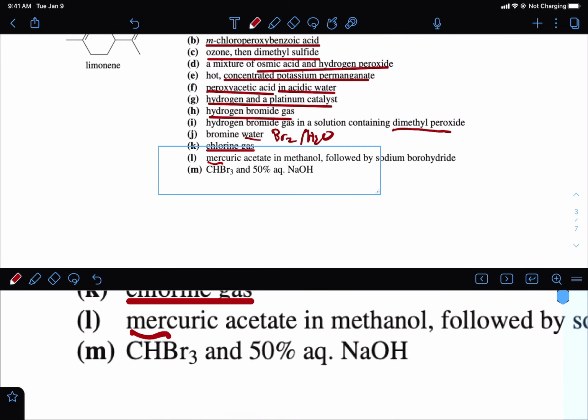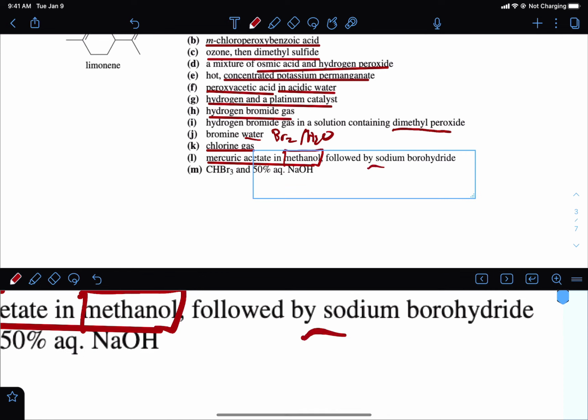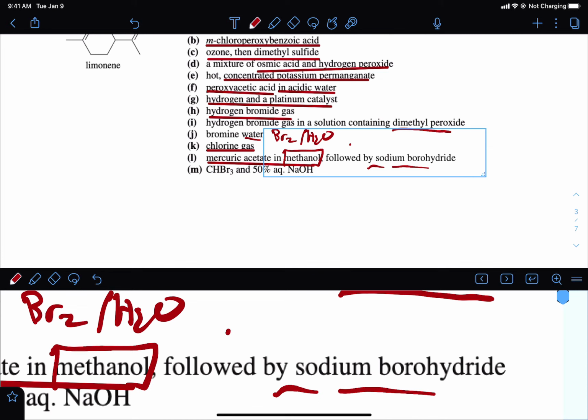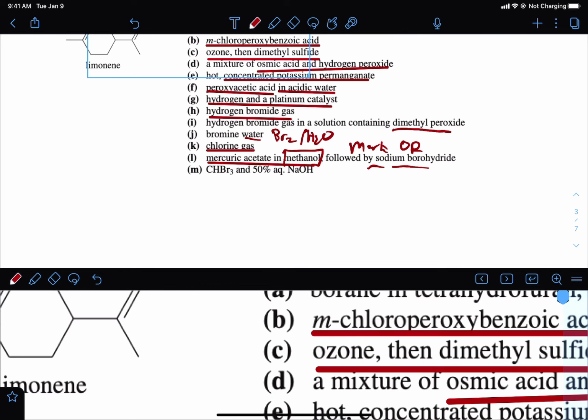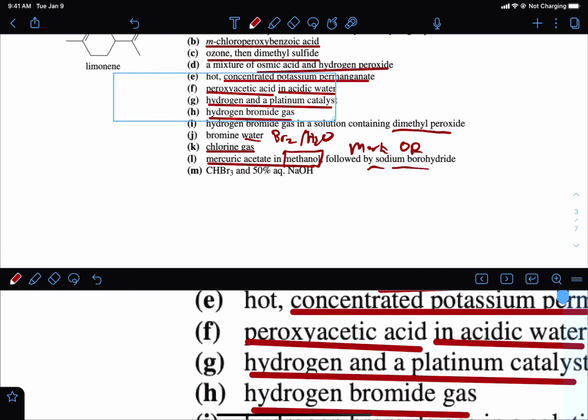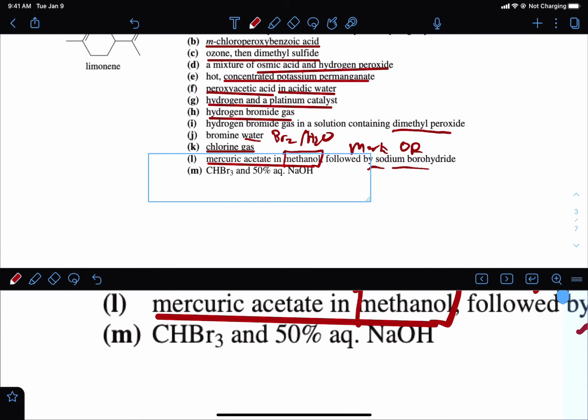Mercuric acetate in methanol. Okay, not in water, in an alcohol, followed by sodium borohydride. So that was alkoxymercuration, demercuration. Okay, where you're adding Markovnikov OR. Okay, and then CH3Br and 50% aqueous NaOH. What's that doing? To be honest, I don't recognize that.